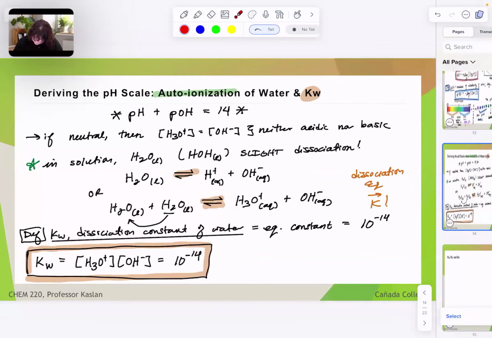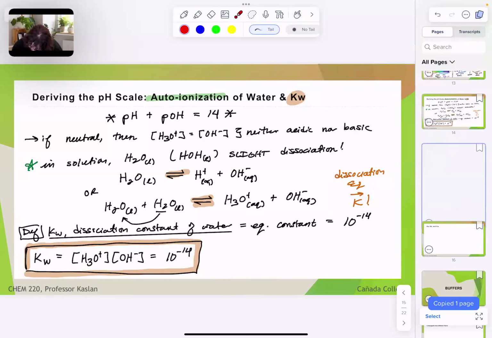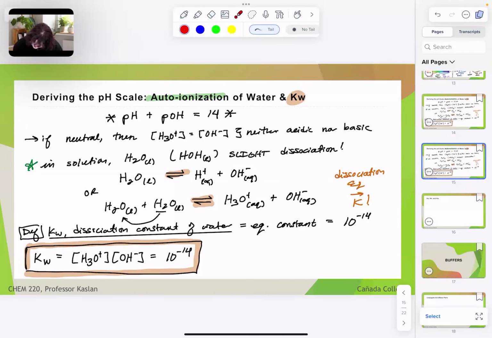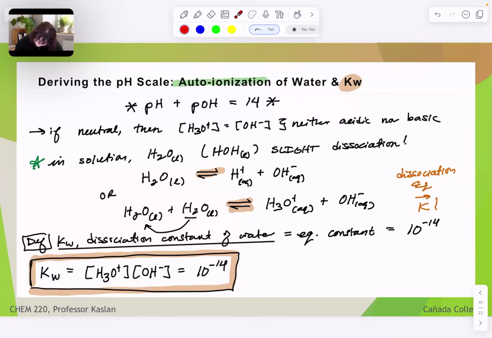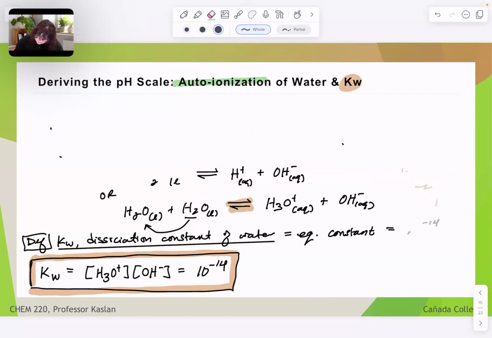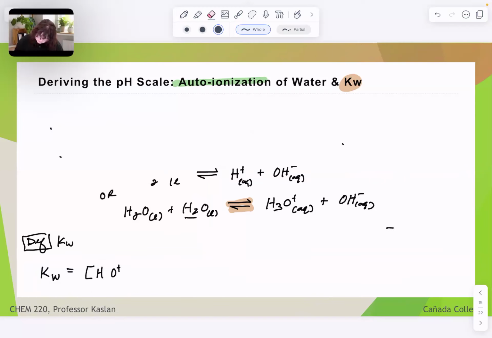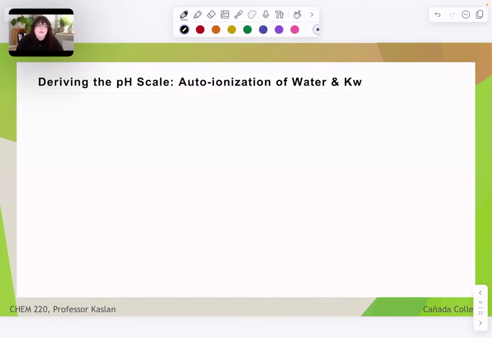So I think in order to do that, I need to duplicate this page. All right. And now let's erase this duplication. That is a highlighter, not an eraser. There we go. There we go. All right.